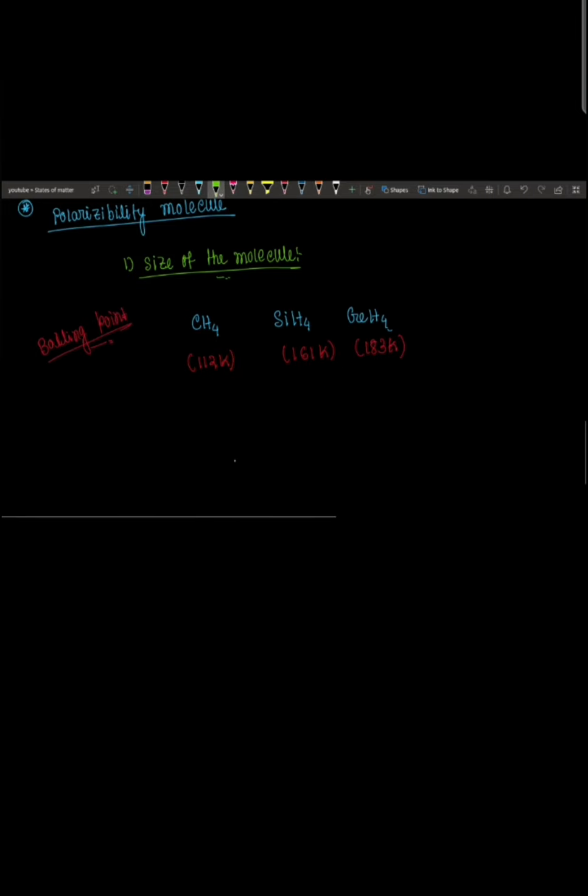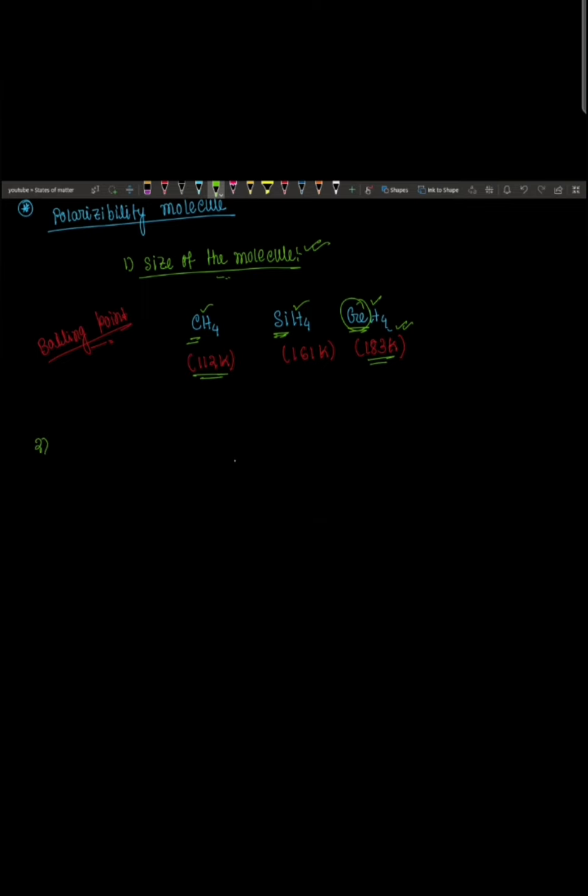Now, if you look into it, CH4 has the least boiling point and GeH4 has the most boiling point. Definitely that is understandable, because I told you this depends on the size of the molecule. The size of the hydrogen is not changing, but the size of the germanium, silicon, and carbon atoms are changing, and germanium has the highest size. So that's why we can say that this should have the highest boiling point. I guess you understood that.